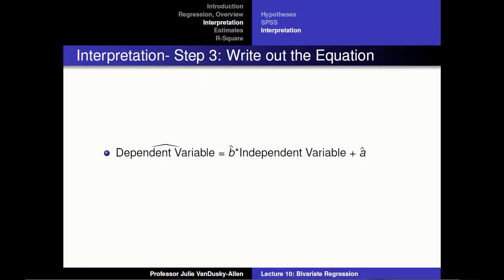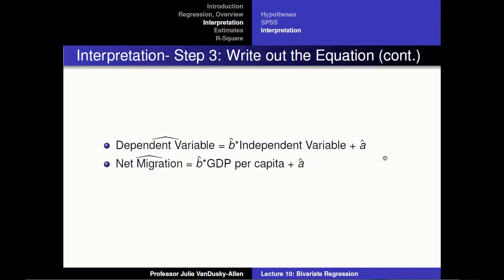The first step in interpretation is writing out your regression equation. The equation is the dependent variable hat equals b hat times the independent variable plus a hat. We know that our dependent variable is net migration, and our independent variable is GDP per capita. So we can just insert that information here.